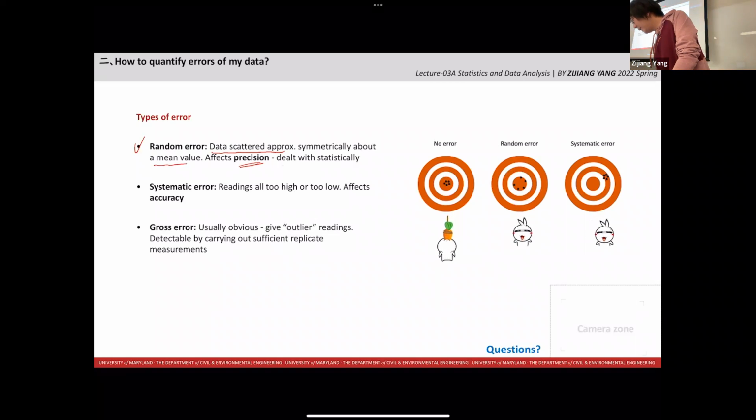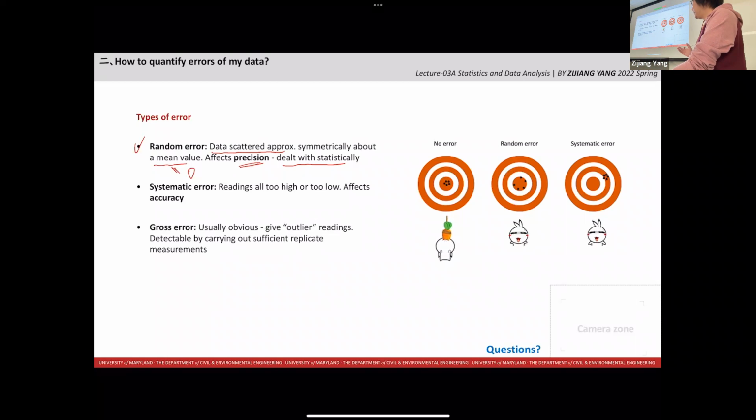But generally, we can deal with this statistically, because for the random error, the average of the random error usually equals 0. So we can take many samples or many measurements and then take the average. In this way, we can minimize or cancel out the random errors.